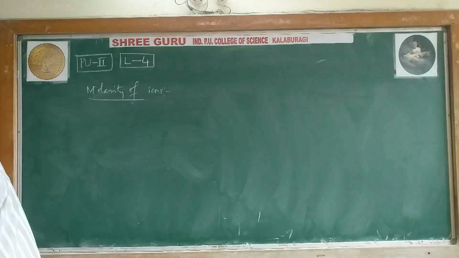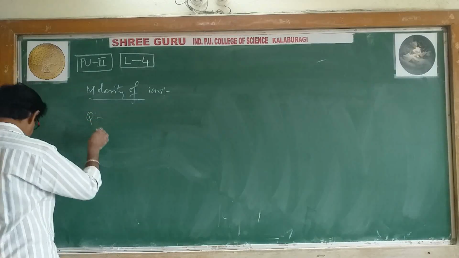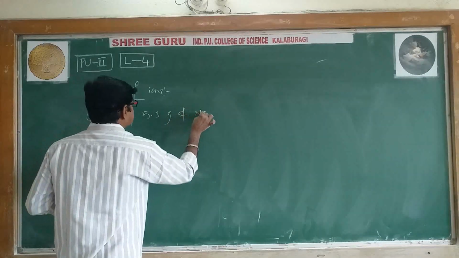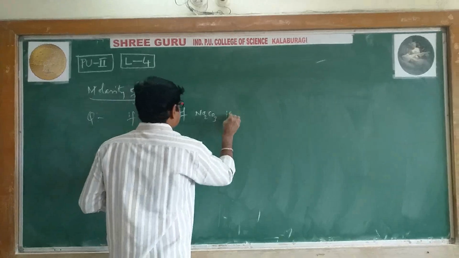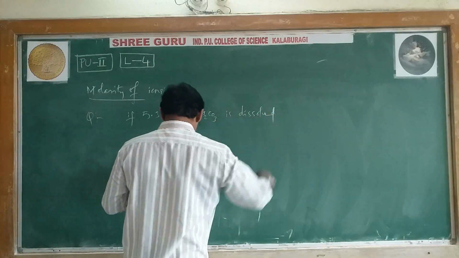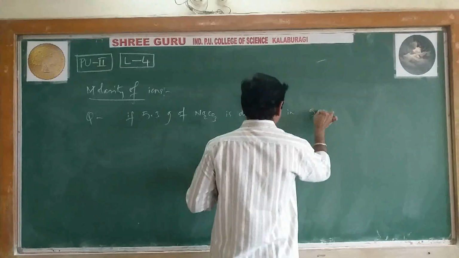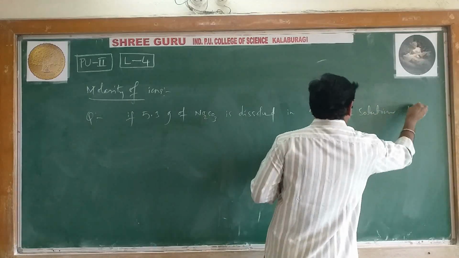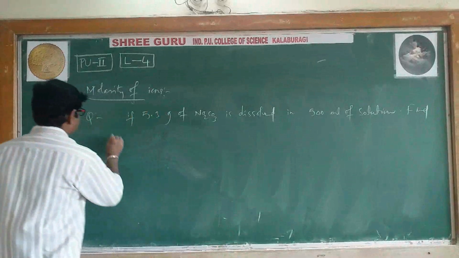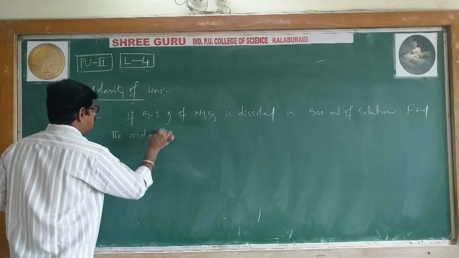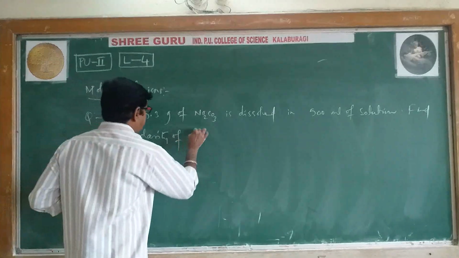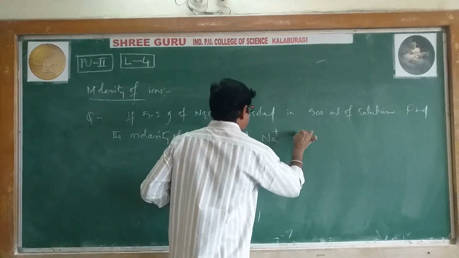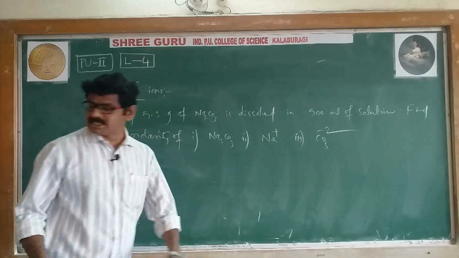Okay, we'll take directly one question then. The question is, if 5.3 grams of sodium carbonate is dissolved in 500 ml of solution, find the molarity of number 1, sodium carbonate, number 2, sodium ions, number 3, carbonate ions.